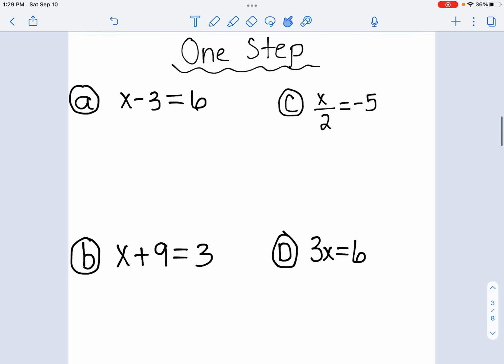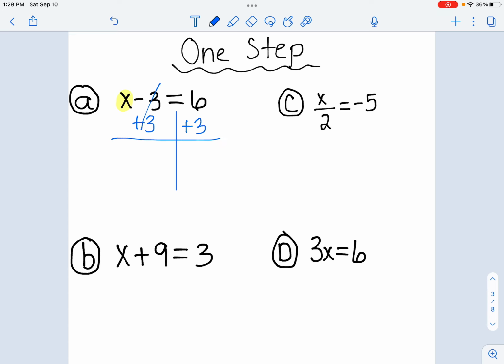So the first set of examples are your 1-step examples. You have to remember the goal is to get x by itself on the left side of the equation. I am just going to draw this line to separate the left side and the right side of my equation. And again, to get x by itself, I need to get rid of the -3 by performing the inverse, which is to add 3 to the other side of the equation.